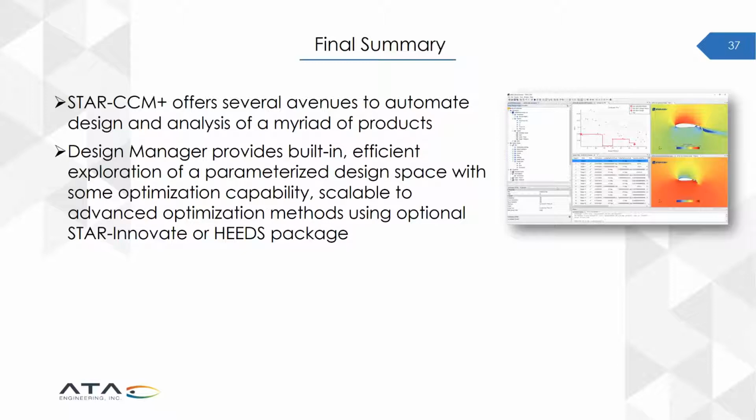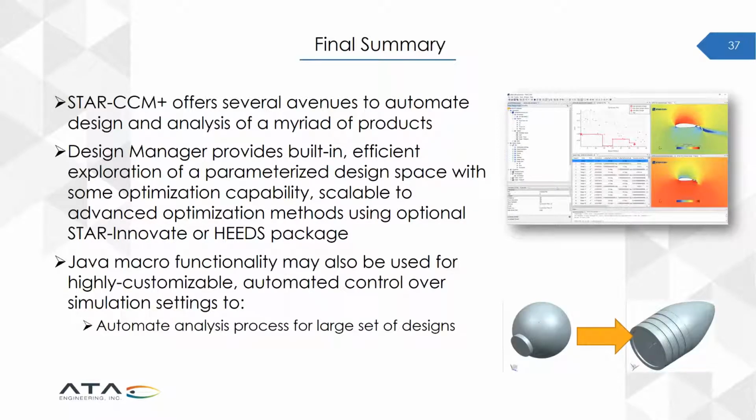But it's scalable to even more advanced optimization methods using optional add-on packages like STAR Innovate or HEEDS. If you want a little bit more control over the automation that you're doing, the Java macro functionality built into STAR gives you that capability. It's highly customizable, and it's easily generated with the macro generation recording feature, as well as just direct editing using the API reference.